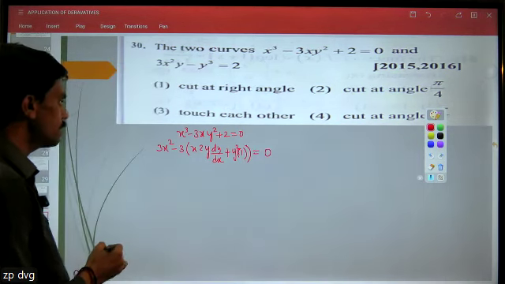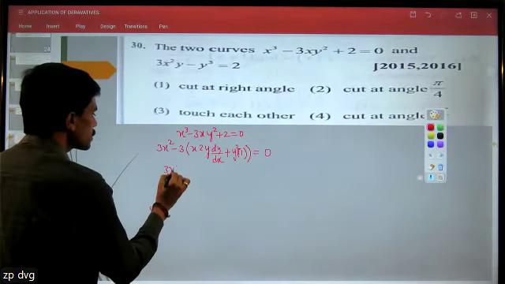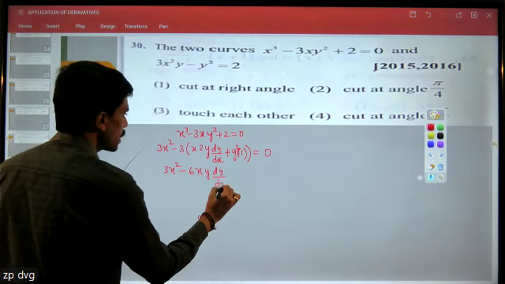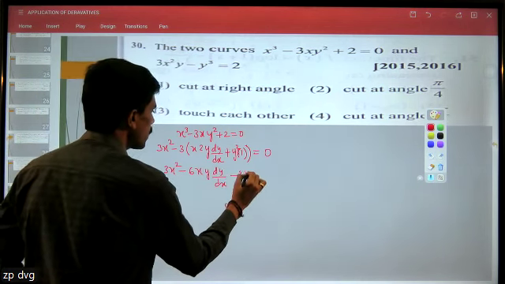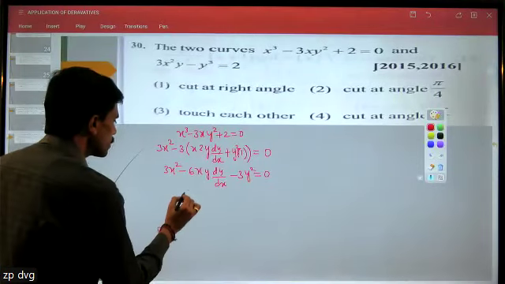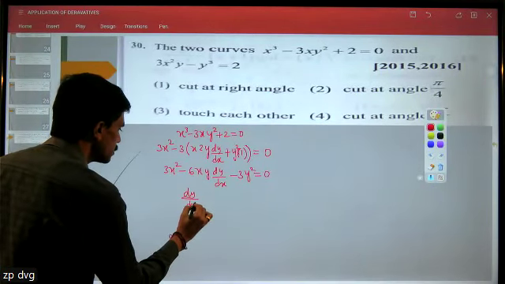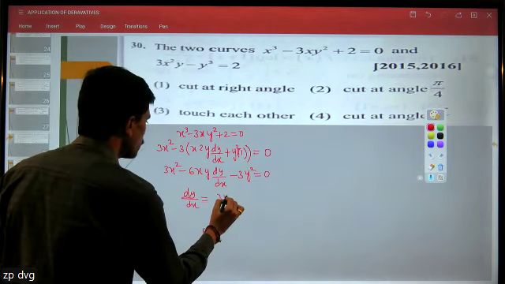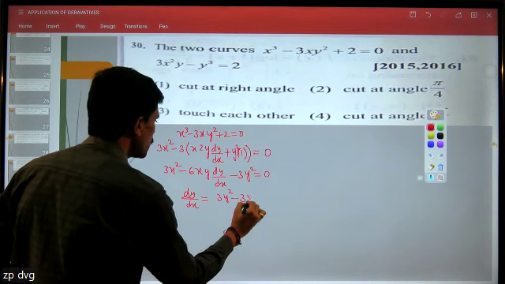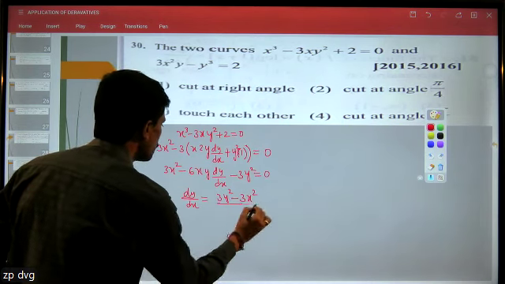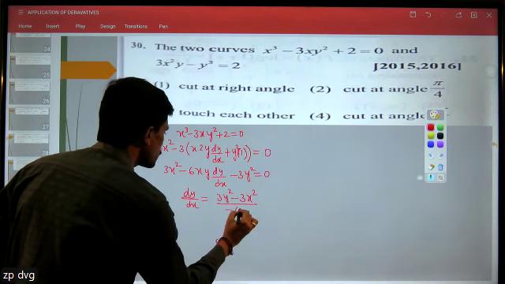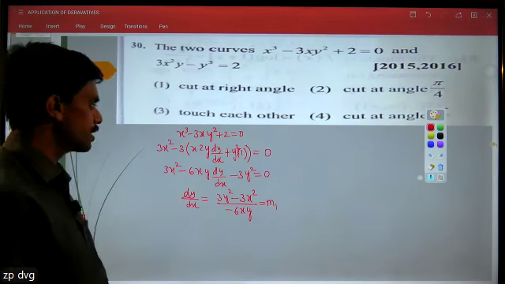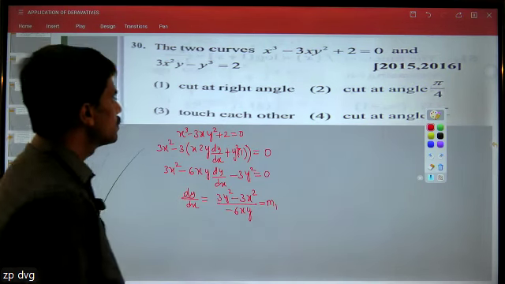So convert it into dy by dx. So we get 3x square minus 6xy into dy by dx minus 3y square equal to 0. If we convert it into dy by dx, dy by dx equal to 3y square minus 3x square divided by minus 6xy. Call it as m1. dy by dx is nothing but slope. So call it as m1.